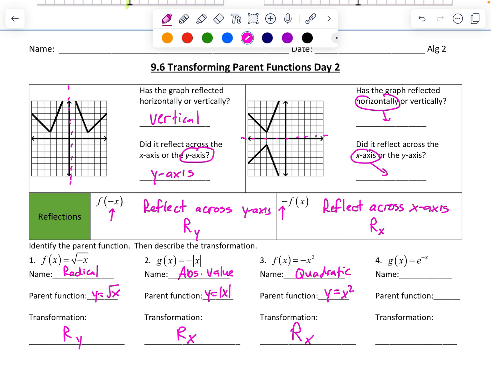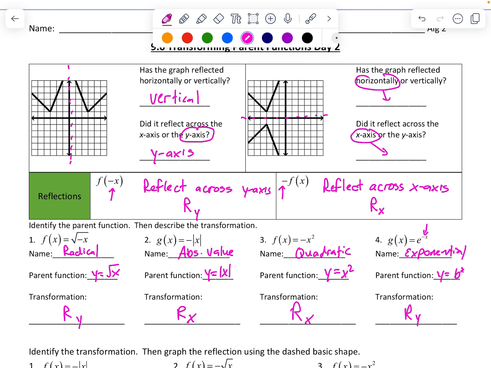Finally, we have an e to the x power, which we know is an exponential. And the parent function is y equals a b to the x. Ooh, that negative is inside of the exponent, so that would give me a reflection across the y-axis. If it had been like a negative e to the power of x, that would have been a reflection across the x-axis. So that negative being in the exponent is what's telling me inside, kind of like the moving left and right.